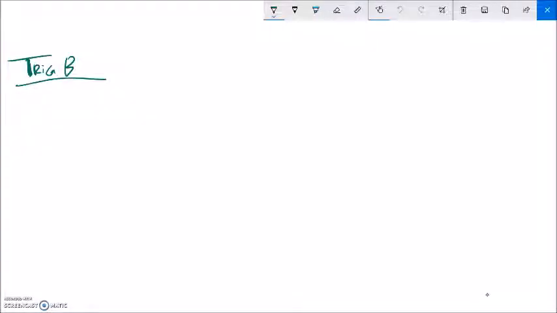This is Math 99, and this is section B for the trigonometry unit. What we're going to do is start to use what we know about trig to find some missing sides in some triangles. So for example, if I have a 60 degree angle here, and I know this hypotenuse is 15, and that this side is x long, I want to find that x. I want to find that missing side.